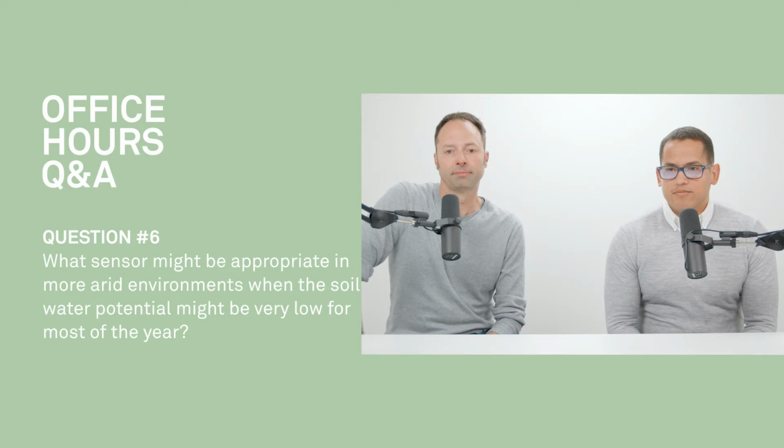This next person asks, what sensor might be appropriate in more arid environments when the soil water potential might be very low for most of the year? This is kind of a tricky one to get into. Tensiometers are out of the question, you can assume. Yep. So a Teros 21 is going to be a good option. We're getting pretty good accuracies down to permanent wilting point and beyond.